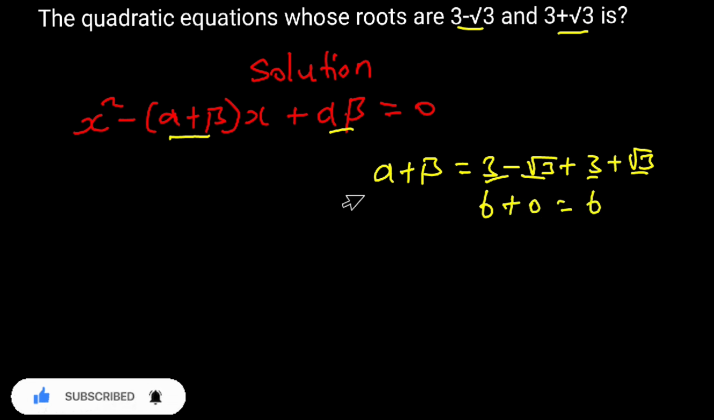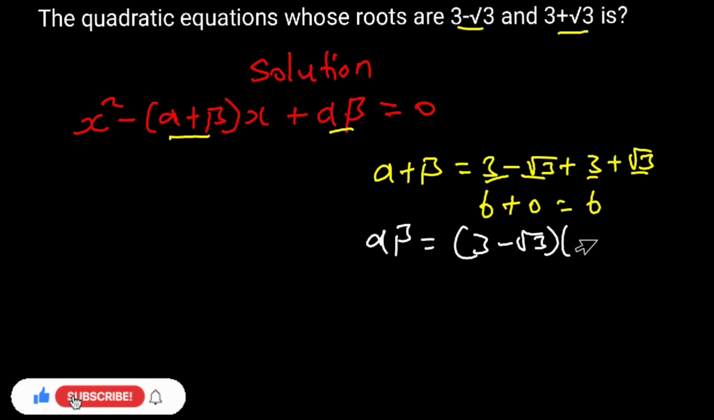So let's find the product of the roots, which is alpha times beta. So I'm going to multiply these two roots. So I have 3 minus root 3 multiplied by 3 plus root 3. So if you take a look at this, we see that this 3 plus root 3 is a conjugate of this 3 minus root 3. Or we can say that 3 minus root 3 is a conjugate of 3 plus root 3.